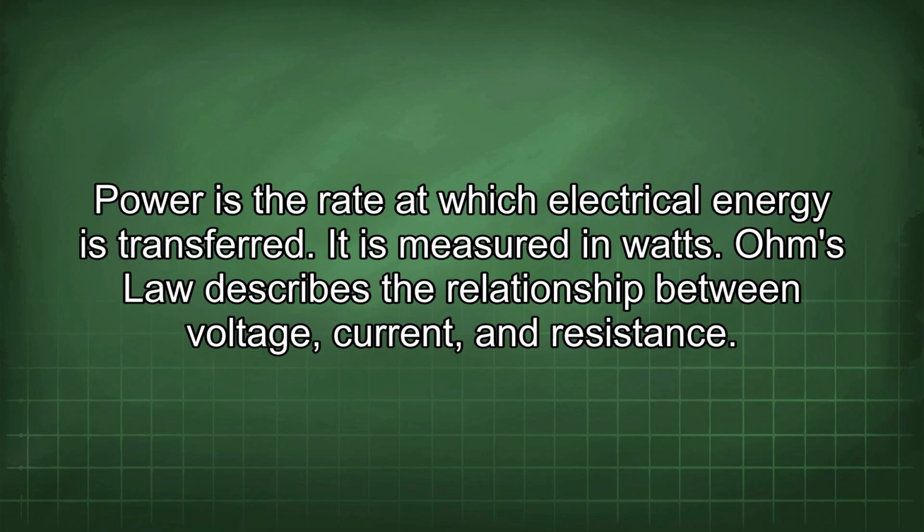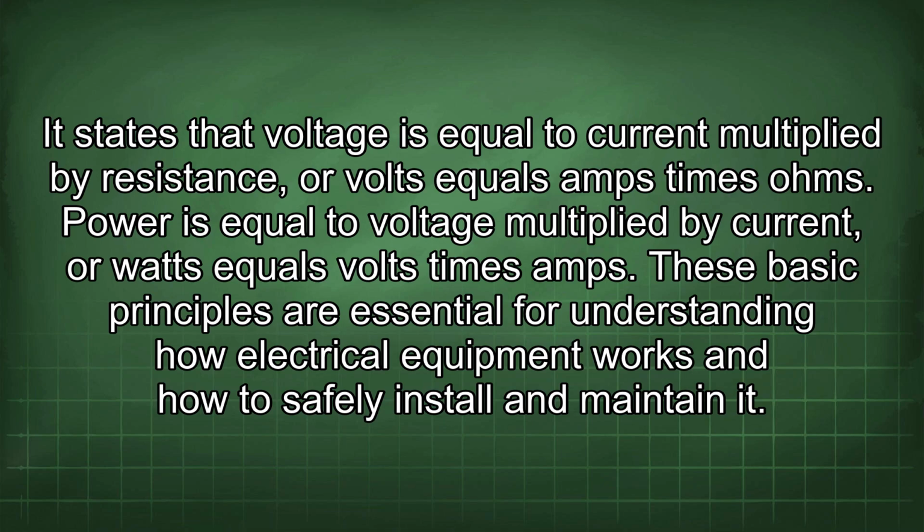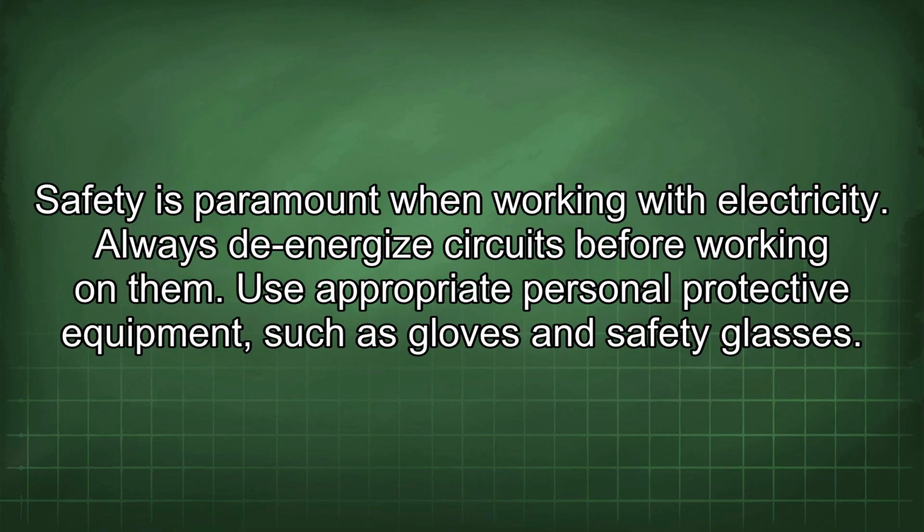Ohm's law describes the relationship between voltage, current, and resistance. It states that voltage is equal to current multiplied by resistance, or volts equals amps times ohms. Power is equal to voltage multiplied by current, or watts equals volts times amps. These basic principles are essential for understanding how electrical equipment works and how to safely install and maintain it. Safety is paramount when working with electricity.